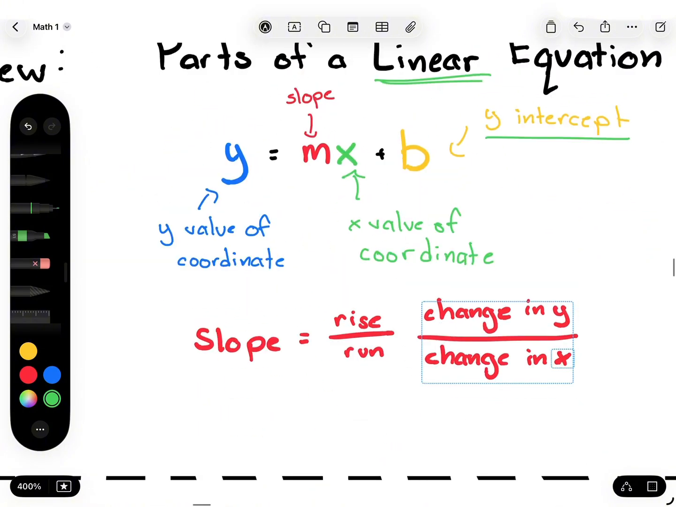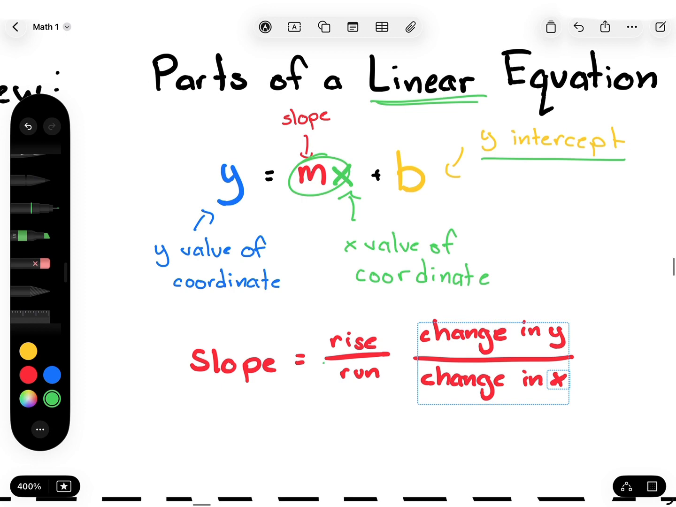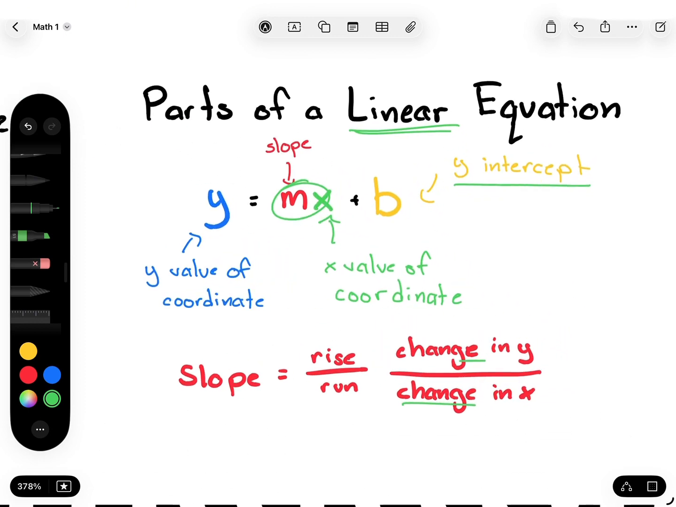And just to review, slope, also known as m, is measured as rise over run, or the change in y over the change in x. Make sure that you strongly understand this concept because this is the strong basis of all of linear equations in Math 1, Algebra 1, all of those foundational math classes that you may have.